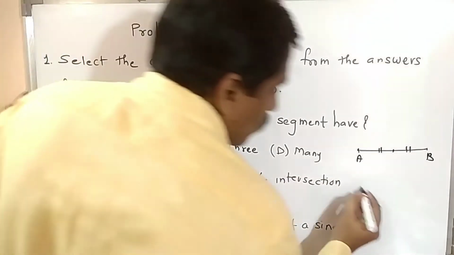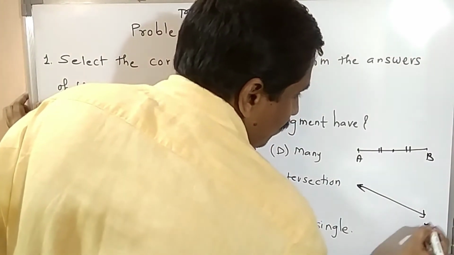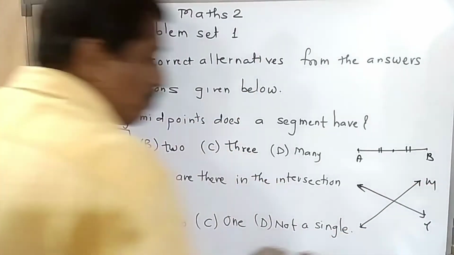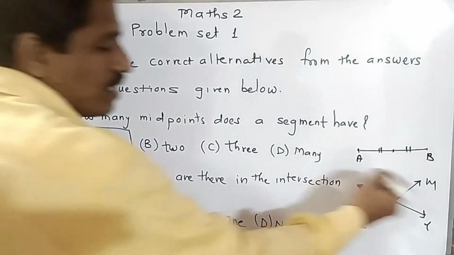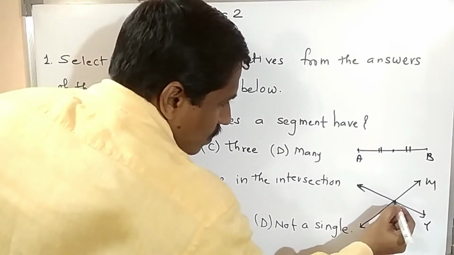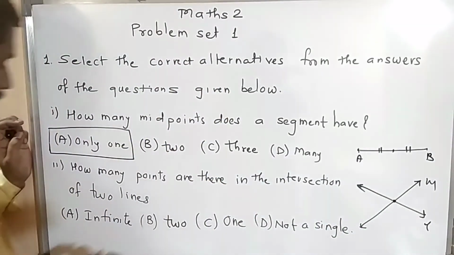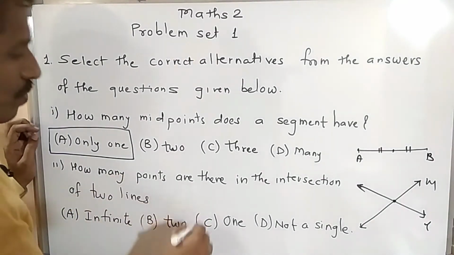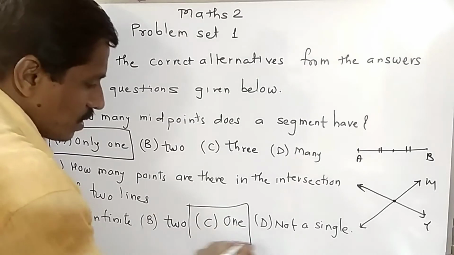Second one, how many points are there in the intersection of two lines? Suppose this is the line L, this one is line M. In how many points do these two lines intersect? Their intersection is 1 point. So the intersection is 1 point. The option is C.